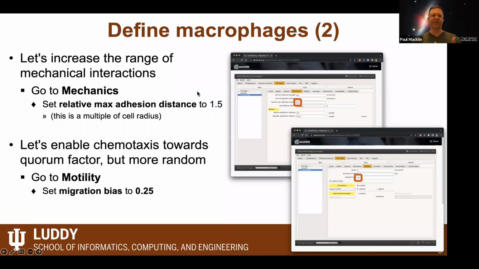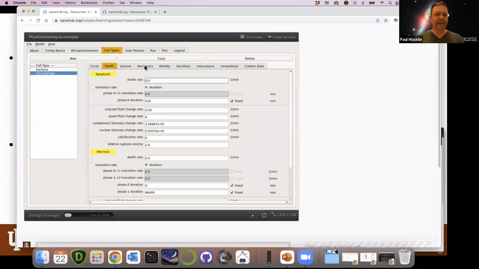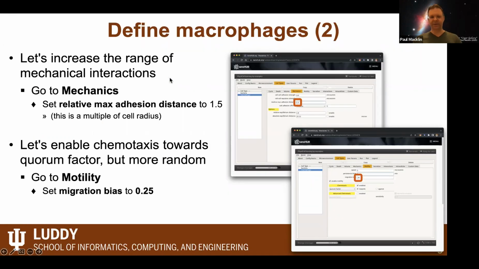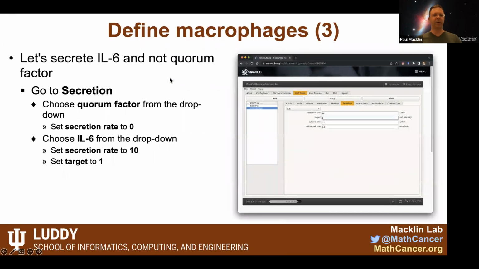I want to make these macrophages able to sense over larger distances. So I'm going to set the relative adhesion distance to 1.5. So let's go here to mechanics. We're not going to model cell adhesion with the macrophages, but we are going to increase the distance over which they can penetrate and sense to 1.5 times the cell radius. Okay, what's next? Now we should make sure that these macrophages are not secreting the quorum factor.